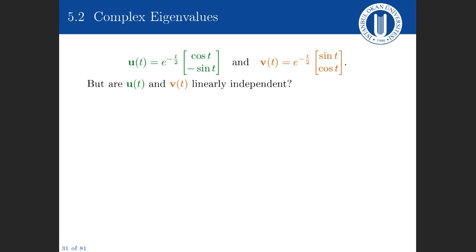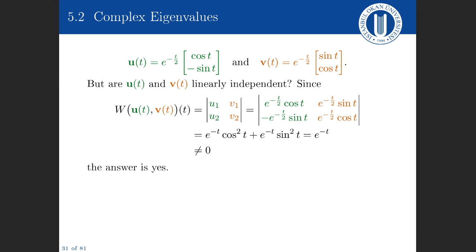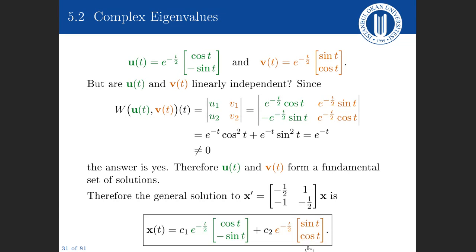But are they linearly independent? On a previous slide, I said that they would always be linearly independent. Let's just check that in this case. We calculate the Wronskian of these two functions. The first column is u, and the second column is v. And when we calculate this determinant, we find that we get e to the power minus t, which is always non-zero. So the answer is yes. These two functions are linearly independent. This means that they form a fundamental set of solutions.